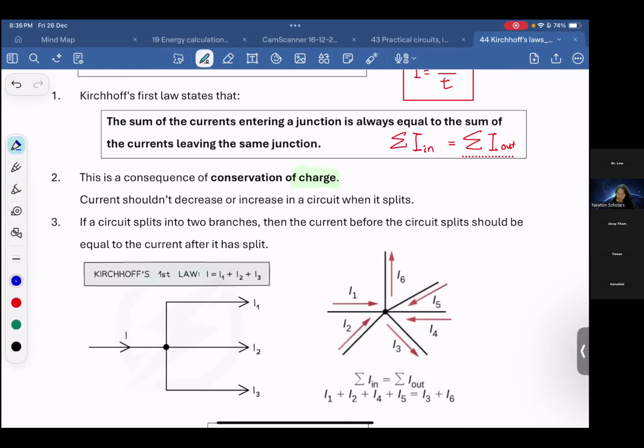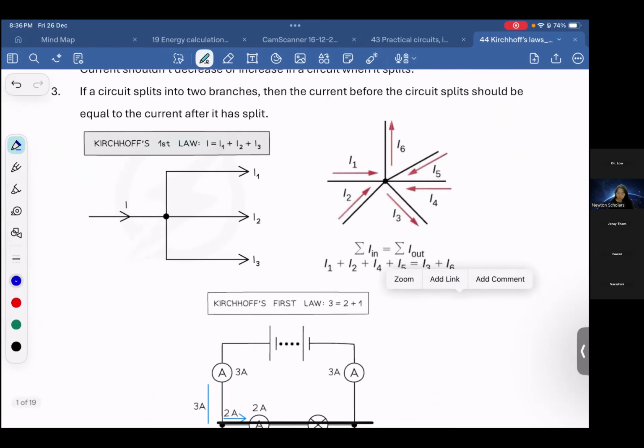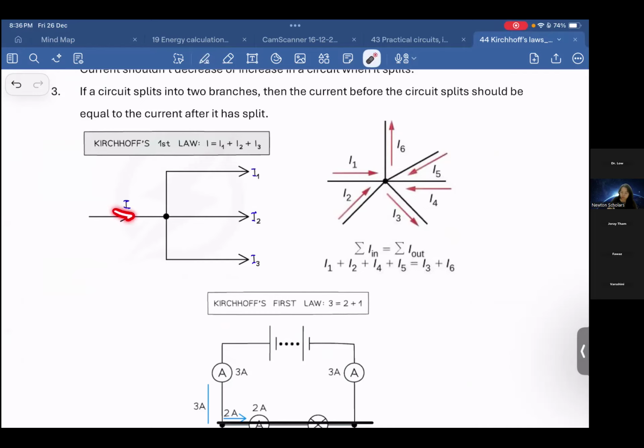Then next, current should not be increased or decreased in the circuit when it splits. If the circuit splits into two branches, the current before the split should be equal to the current after the split. So Kirchhoff's first law says that I total equals I1 plus I2 plus I3. The arrow is so important. This one goes in, so this one is current in. This one is out from the junction. In equals out.